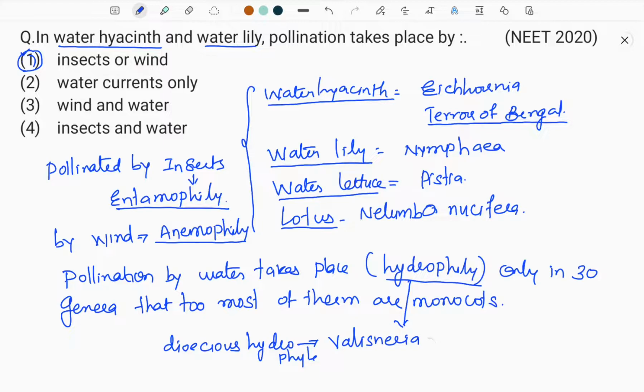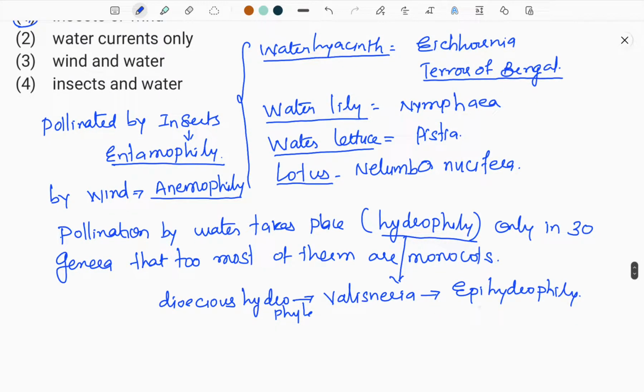In this Vallisneria, epihydrophily takes place, that is, pollination takes place on the surface of the water body, whereas fertilization takes place inside the water body. Pollination takes place above the water and fertilization takes place inside the water in Vallisneria. Do remember, a dioecious hydrophyte.